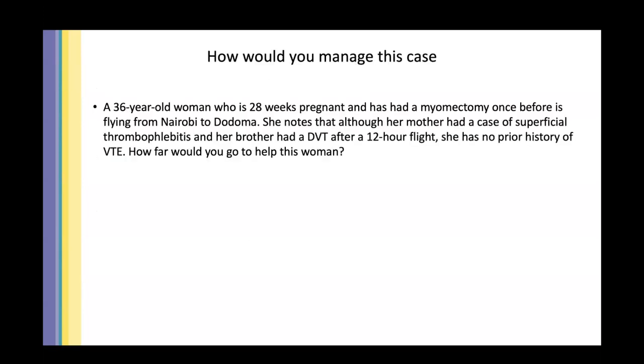thromboembolic diseases. My final slide is to just get a few ideas from the audience. So you have this patient who is 36 years old. She's 28 weeks pregnant. She had a myomectomy, I think this was supposed to be a year before. And now she's flying from Nairobi to Dodoma in Tanzania. She notes that although her mother had a case of superficial thrombophlebitis and her brother had DVT after a 12-hour flight, herself, she never had any history of venous thromboembolism. So what would you do for this particular patient who is traveling, and this is by air, to Dodoma from Nairobi? I just want to hear your opinion and what is guiding your opinion in this particular case.